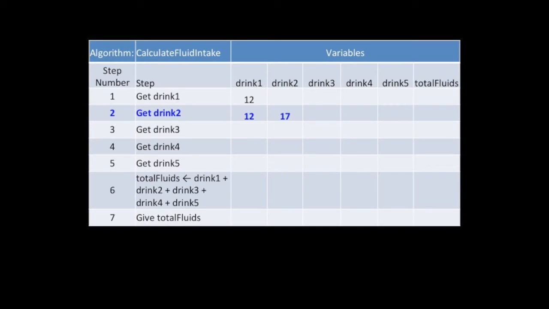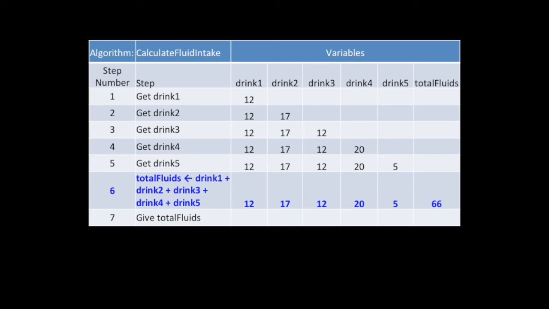Let's say my second drink was 17 ounces, and so now I have values for drink 1 and drink 2, and so forth all the way through drink 5, which turned out to be 5 ounces when I took my pills at night. So now we get to step 6. And step 6 is our assignment statement. So we know that the right side variables get added up, and that total, which turns out to be 66, is put in the variable called total fluids, and now total fluids has the value 66.